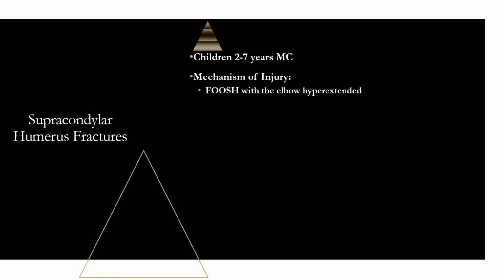So extension fractures, 95% of supracondylar fractures are going to be extension fractures. And this is typically going to be from what's called a FOOSH mechanism. FOOSH stands for fall on outstretched hand, and in this case with the elbow hyperextended.